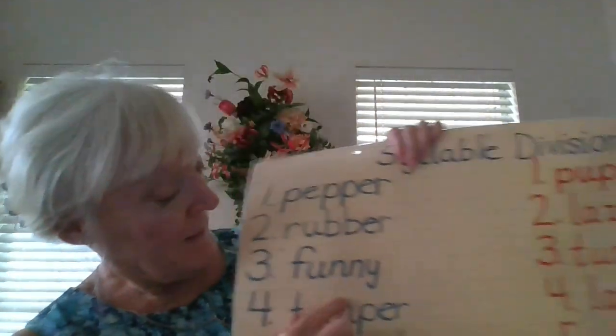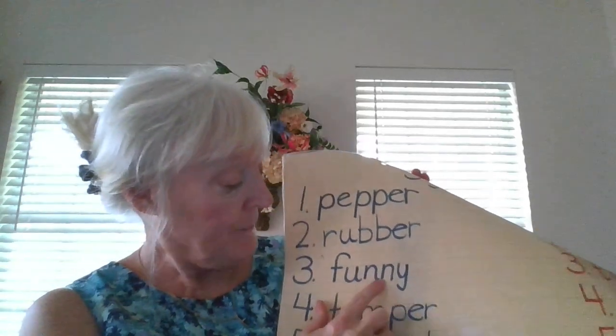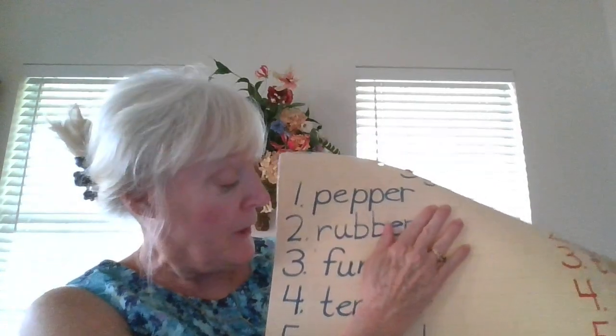It's two parts. Let's clap pepper. Pepper. It's two parts. So now you're reading bigger words. Let's look at the next one. This next one is really good. You see the two N's in the middle? You know we're going to divide here.